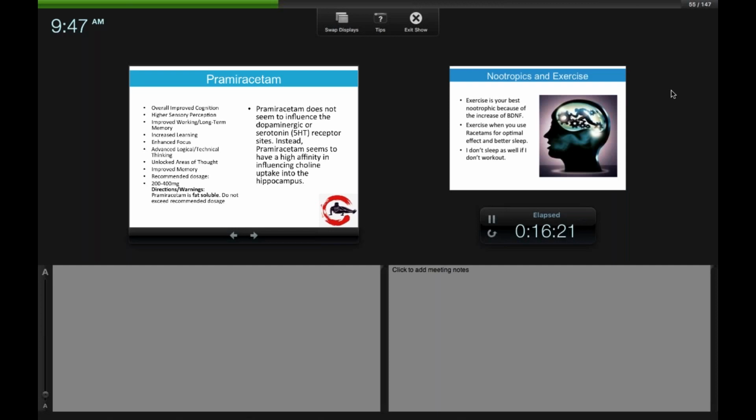Now we'll talk about pramiracetam. Now this is different than piracetam. You do not want to take a full gram of this. You'll feel crazy. Overall improved cognition.